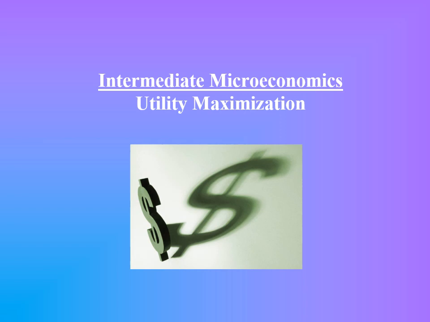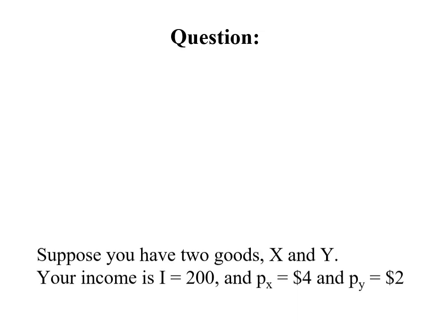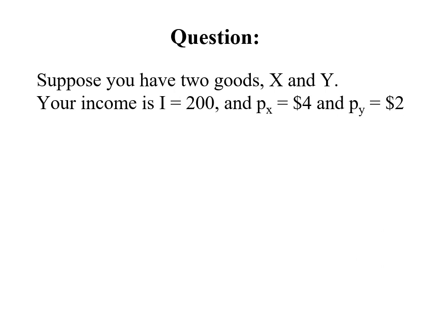Today I'd like to work through a problem that's an intermediate microeconomic problem on utility maximization. Here's the question. Suppose you have two goods, X and Y, and your income is $200, and the price of good X is $4, and the price of good Y is $2.